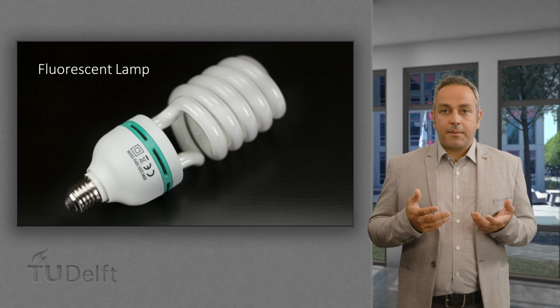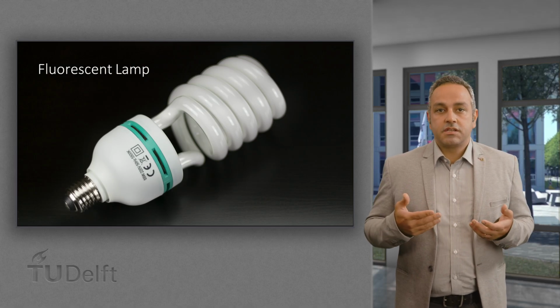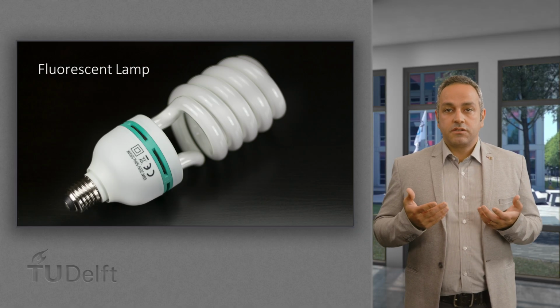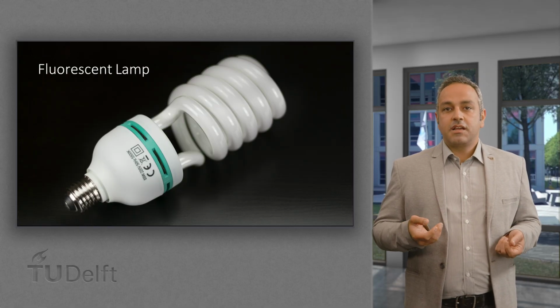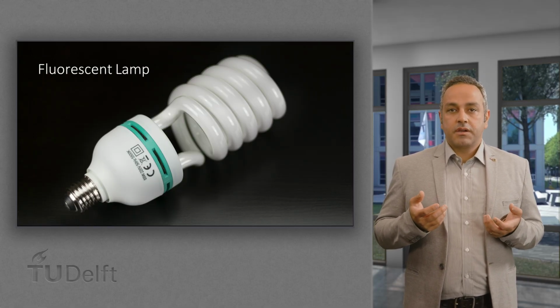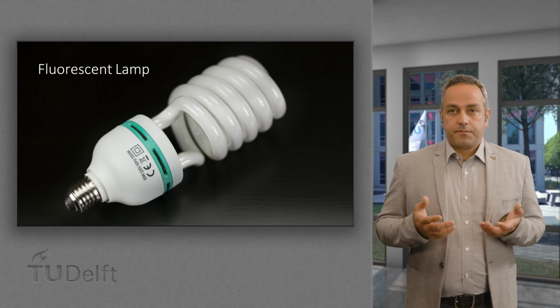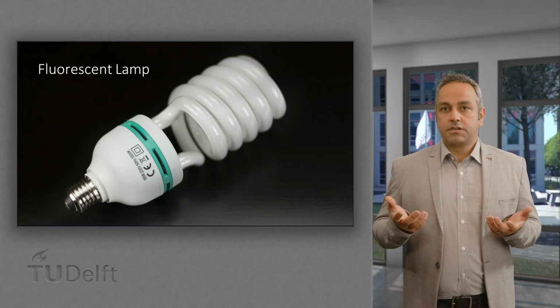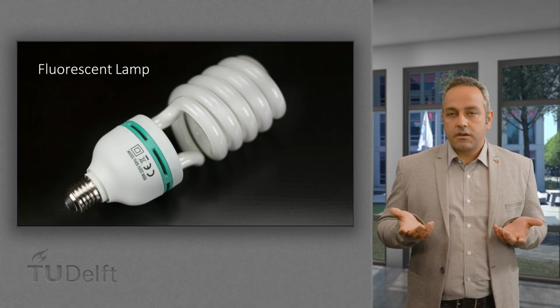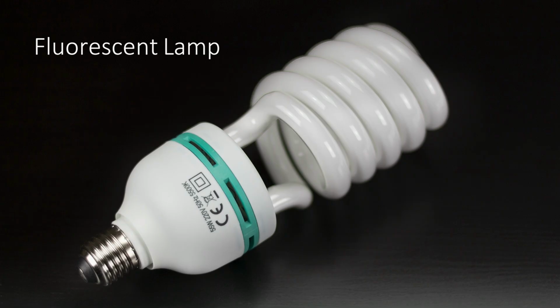The fluorescent lamp came afterwards, and it is the main source of lighting today. In this case, electrons collide with mercury ions, resulting in ultraviolet radiation. A ballast, which is an inductor, is required to limit the current flow. One drawback of fluorescent lamps is that they consume considerable amounts of reactive power, as opposed to incandescent lamps, which only consume active power.